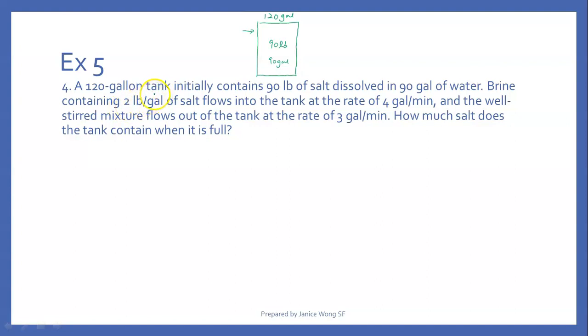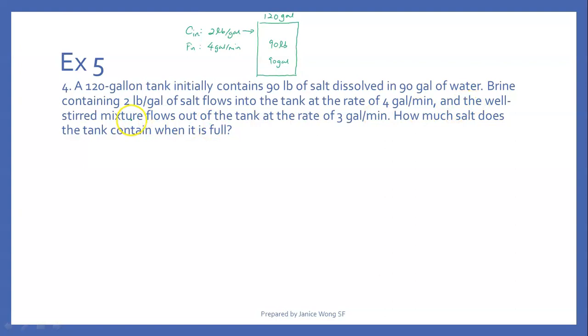It is 2 pounds for each gallon. So concentration of the inlet is 2 pounds per gallon. Flows into the tank at the rate of 4 gallons for every minute. Flow inside with 4 gallons per minute. So this is actually the flow rate of the inlet, 4 gallons per minute.